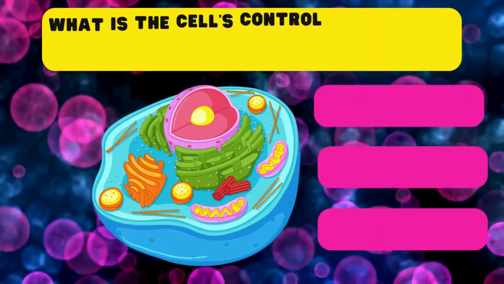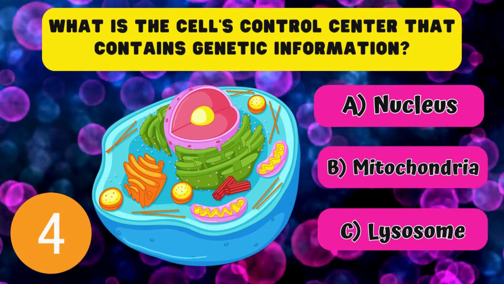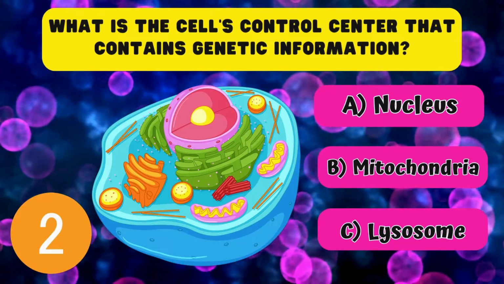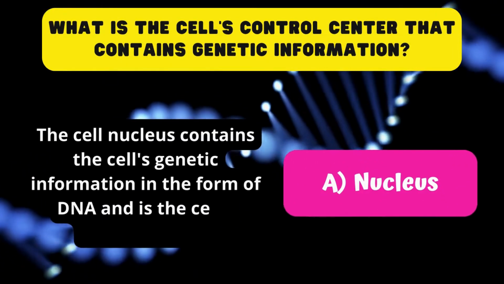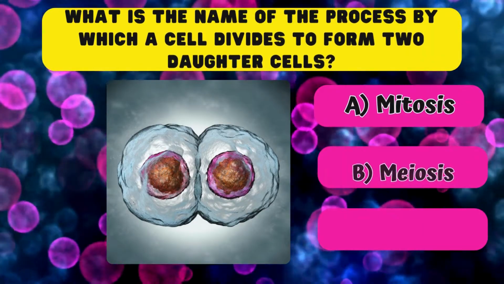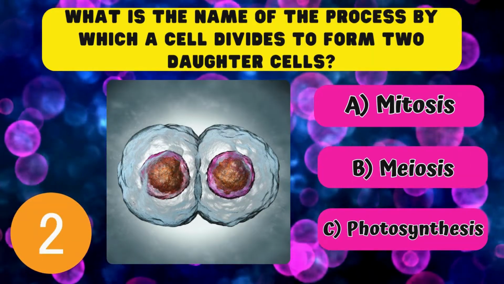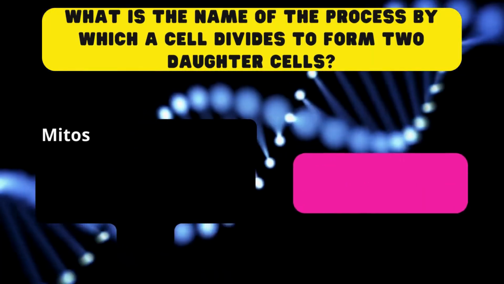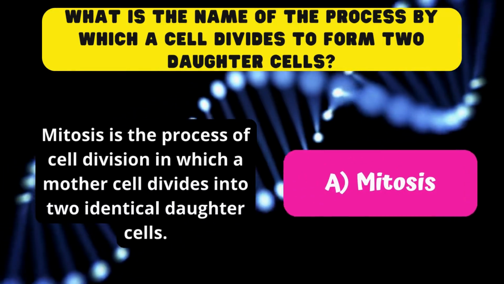What is the cell's control center that contains genetic information? The cell nucleus contains the cell's genetic information in the form of DNA and is the cell's control center. What is the name of the process by which a cell divides to form two daughter cells? Mitosis is the process of cell division in which a mother cell divides into two identical daughter cells.